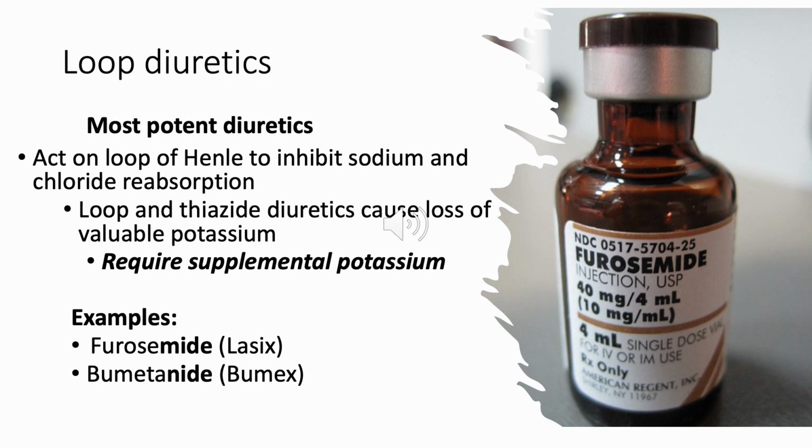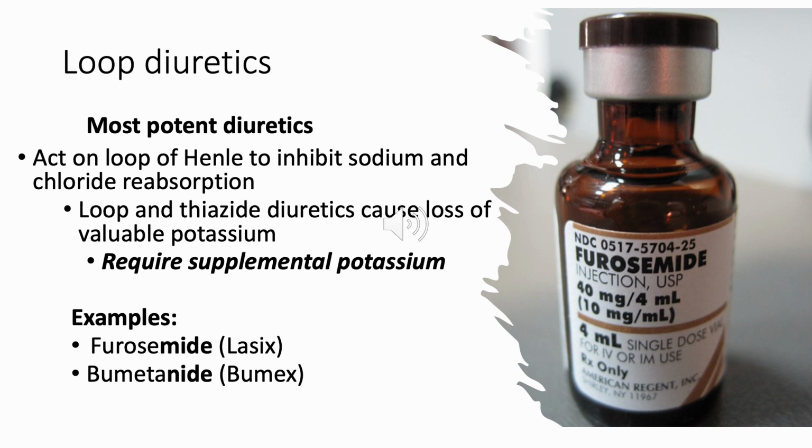A loop diuretic, the most potent diuretic, acts on the loop of Henle to inhibit sodium and chloride reabsorption. The loop and thiazide diuretics cause loss of valuable potassium, and they may require supplemental potassium. An example of a loop diuretic is furosemide, known as Lasix, and bumetanide, known as Bumex. A loop diuretic is a drug that increases urine output by blocking active transport of chloride, sodium, and potassium in the thick ascending loop of Henle.